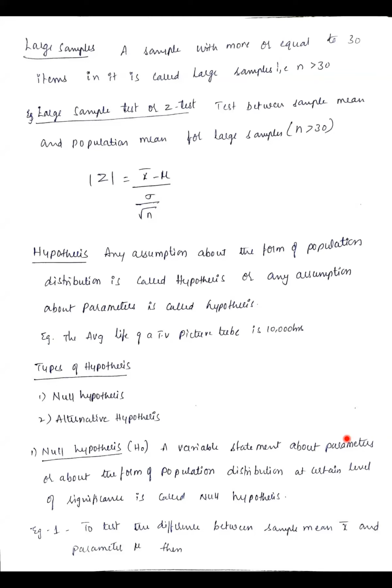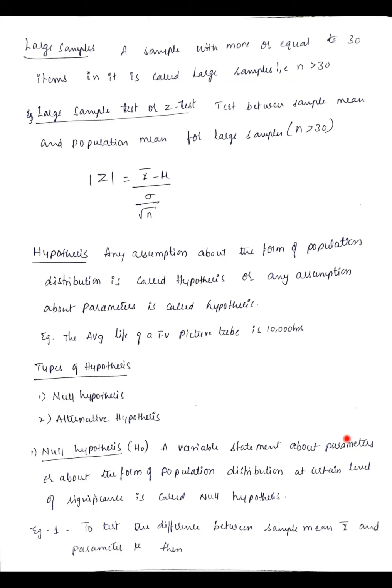Next we'll see about the hypothesis. Any assumption about the form of a population distribution is known as a hypothesis. You are all well aware of this. If you are making any assumptions about a population distribution, or any assumptions about a parameter, that is called a hypothesis. Suppose the average life of a TV picture tube is 10,000 hours. That is our assumption about the picture tube, and we call it a hypothesis.